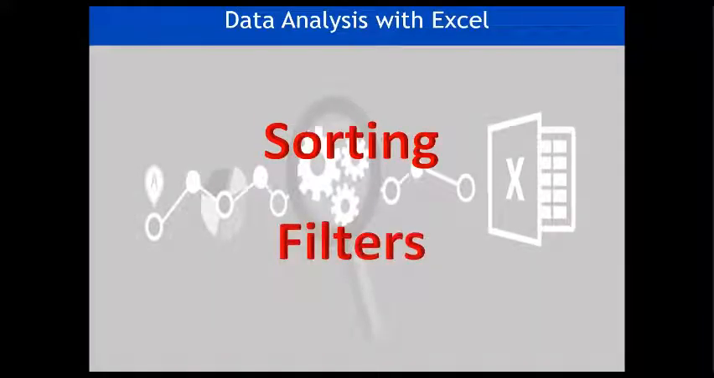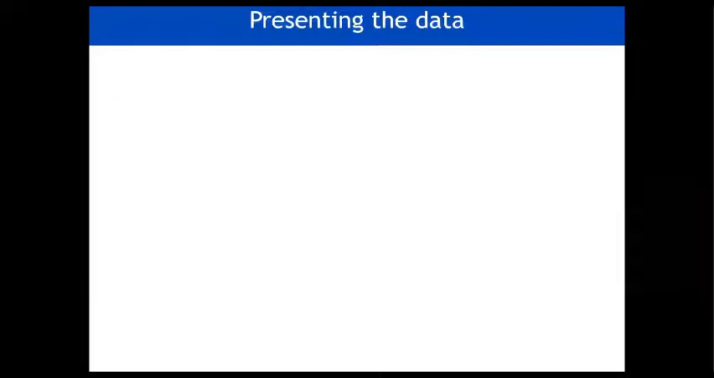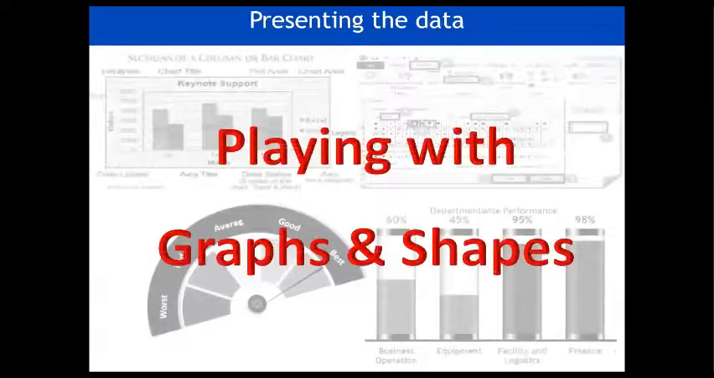If we talk about filters in Excel, there are 2 types of filters, that is, auto filter and advanced filter. Once our data has been sorted, filtered, and analyzed, the next logical step is to present the data to the end users. And we will discuss presenting the data by playing with graphs and shapes in Excel.